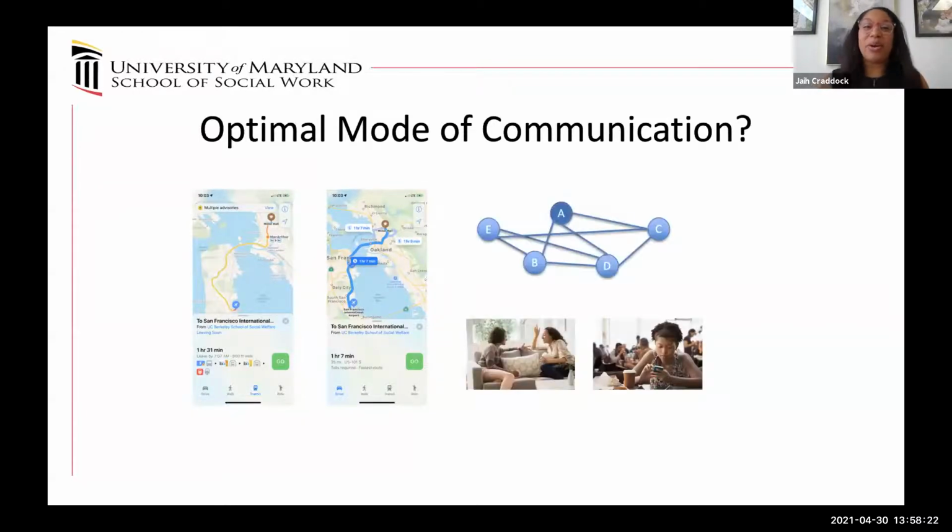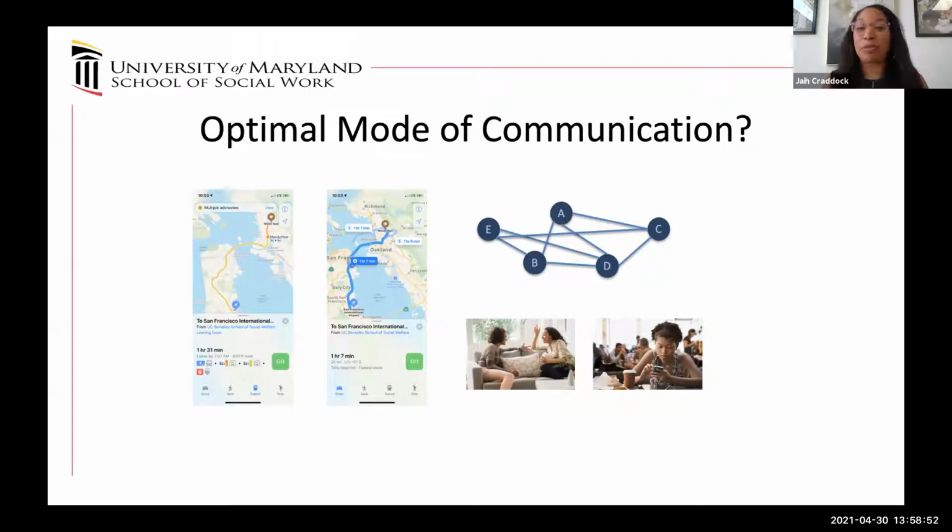Thank you. So optimal mode of communication, what does that mean? Our goal is really figuring out how we can get from point A, one individual in the network, to points B, C, D, and E, everybody else in the network. Say we were to train a peer leader about sexual health or COVID prevention, how can the information we share with this peer leader spread through the network in the most effective, most optimal way?